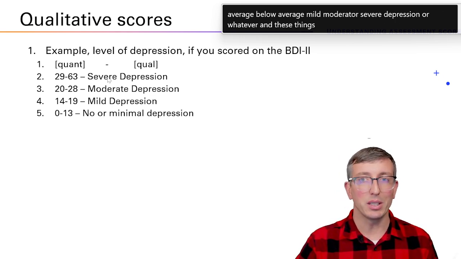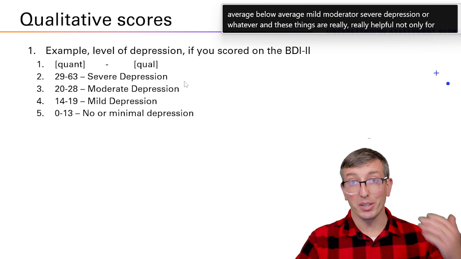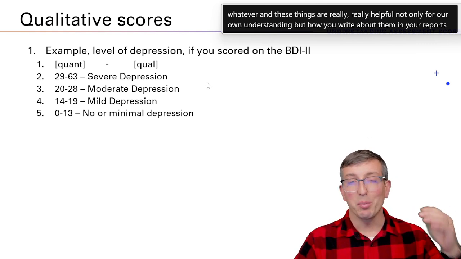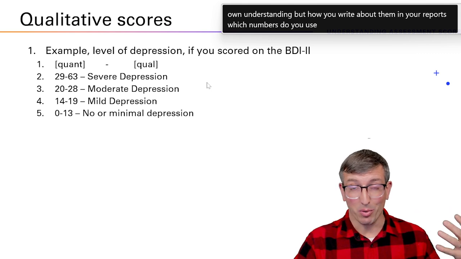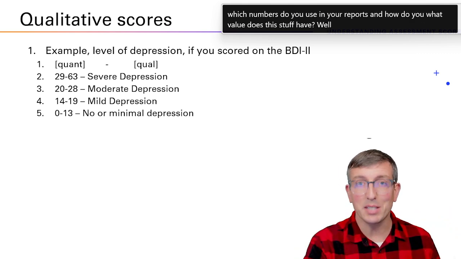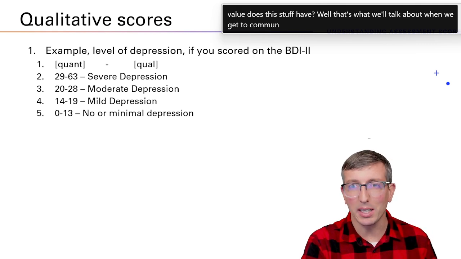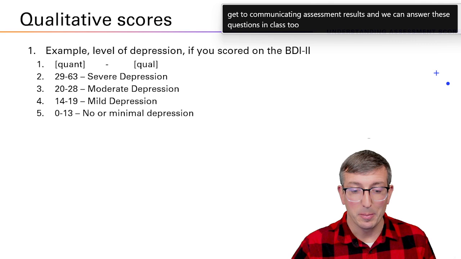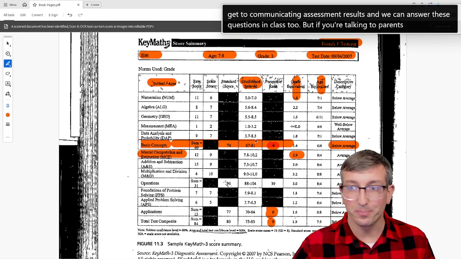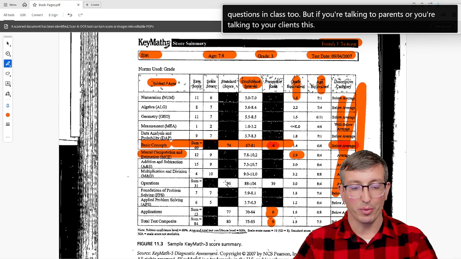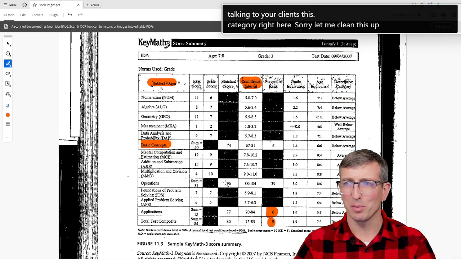And these things are really, really helpful, not only for our own understanding, but how you write about them in your reports. Which numbers do you use in your reports, and what value does this stuff have? Well, that's what we'll talk about when we get to communicating assessment results, and we can answer these questions in class too.